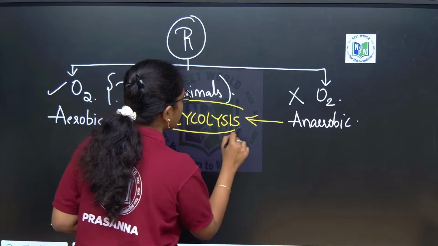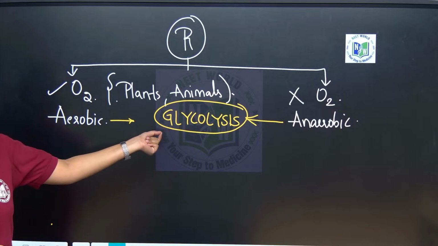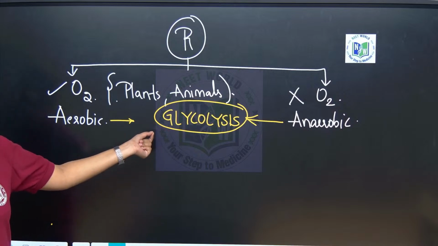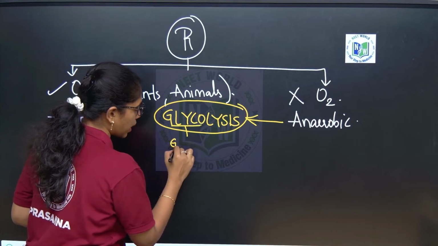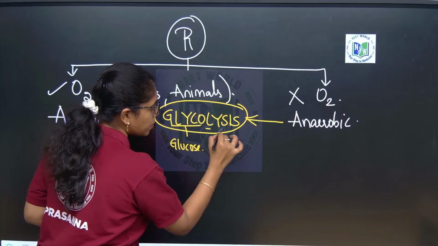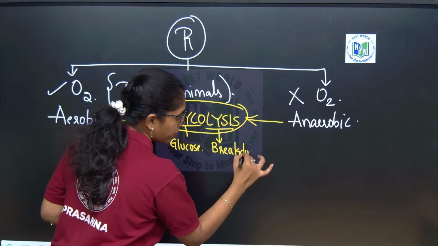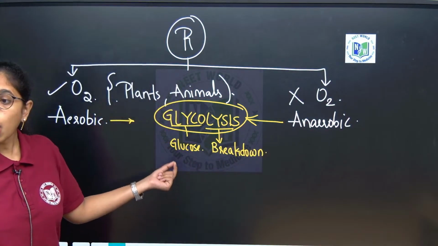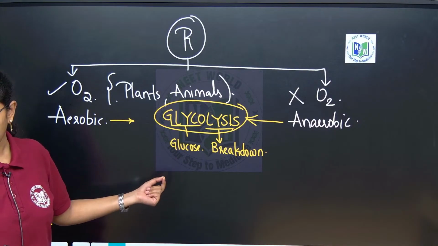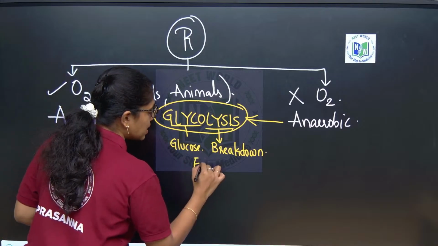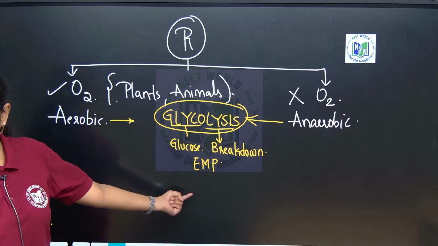Okay. Glycolysis is common both for aerobic and anaerobic respiration. So, what is glycolysis? Glyco means sugar or glucose, you can consider. Lysis means breakdown. Partial or incomplete oxidation of glucose is called glycolysis. It is also called the EMP pathway, which is named after the scientists Emden, Meyerhoff and Parnas.